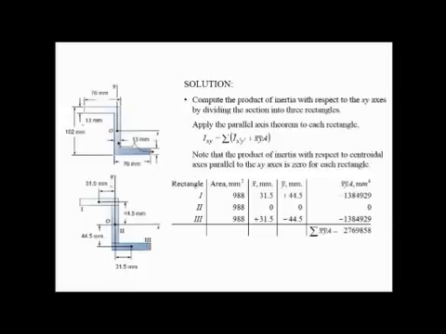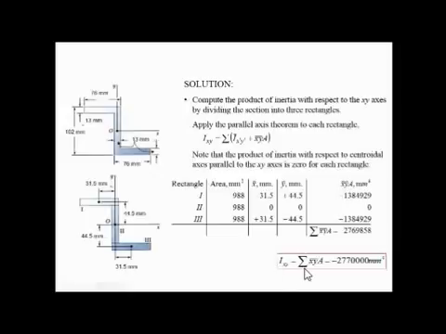Now calculating for all of these 3 rectangles separately, for rectangles 1, 2 and 3, the areas are calculated by using the formula length into breadth, that comes up to be 988. Now separately we have calculated the x bar and y bar. Similarly the terms x bar, y bar and A, the summation of all these terms comes up to be minus 2769858.